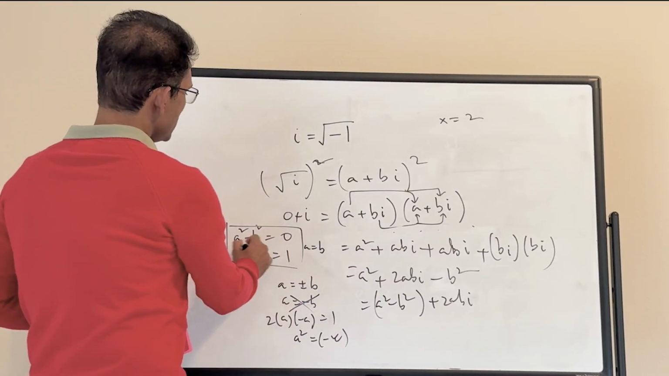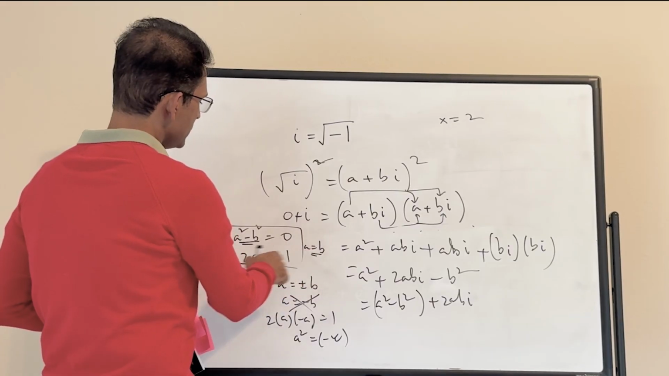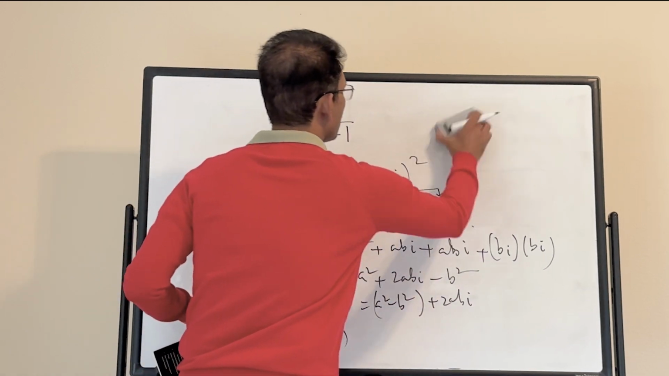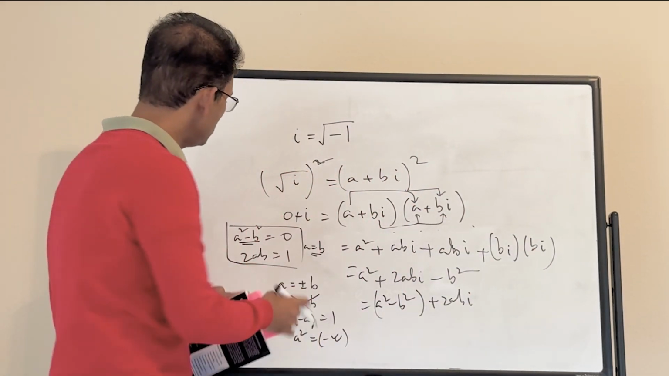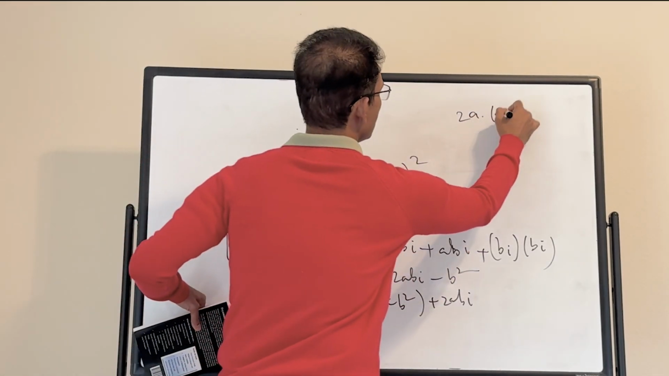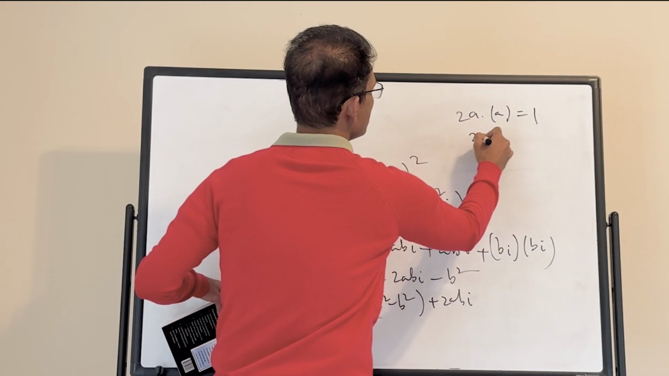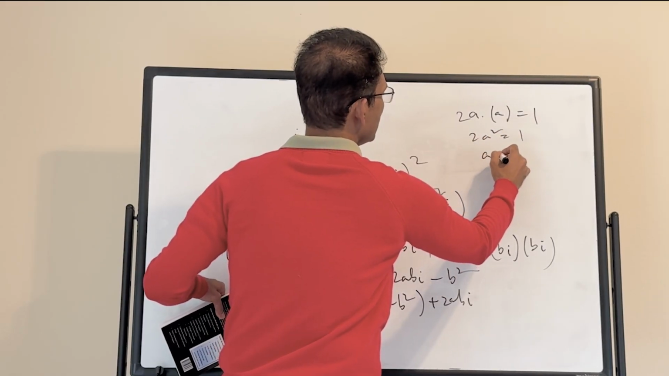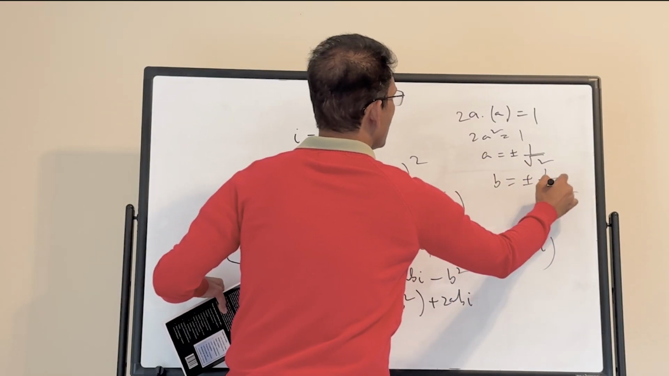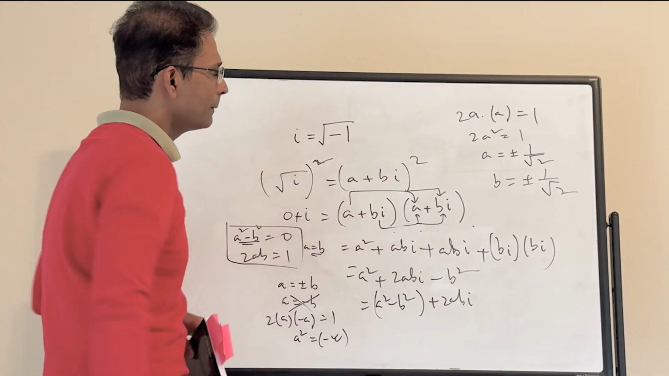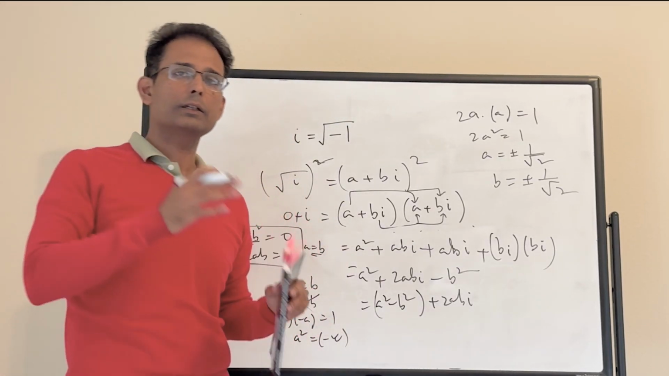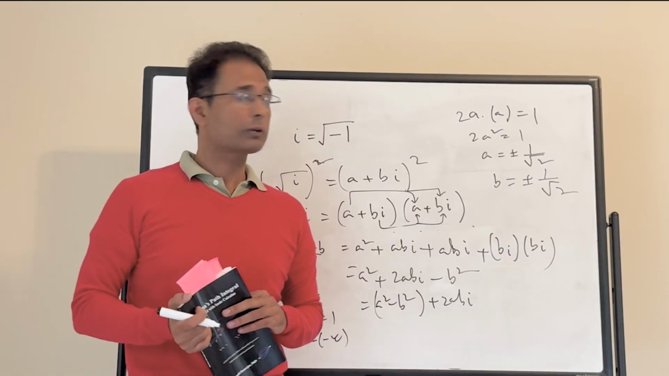So from the first equation, I get a equal to b, and I plug this into the second equation. I'm sorry, I'm kind of being disorganized here, but I don't have any space to write. So 2a times b, and b is equal to a, is equal to 1. So you have 2a squared equal to 1, so a is equal to plus minus 1 over square root of 2, and b is also plus minus 1 over square root of 2. Why? Because a is equal to b. So when a is 1 over square root of 2, b is 1 over square root of 2. When a is negative 1 over square root of 2, b is negative 1 over square root of 2.